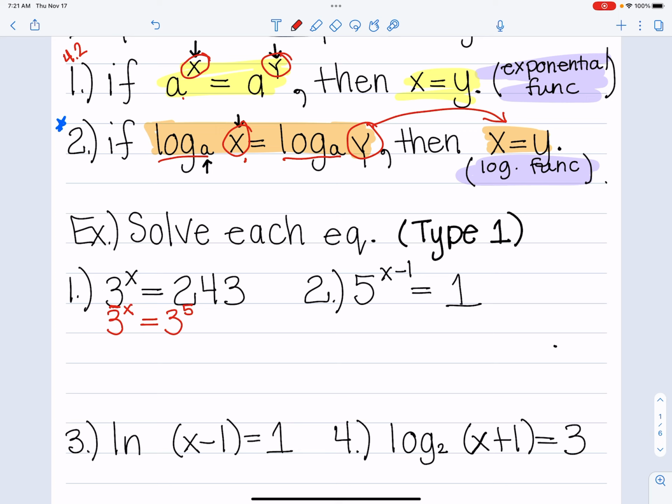Now, remember what I just said. If you have 2 bases that are the same on each side of the equal sign, then we can set the exponents equal. Because the bases are the same, we just say x equals 5. And we've solved this.